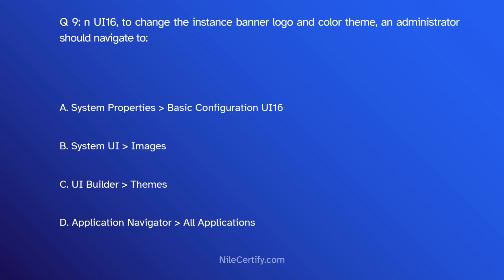Option B, system UI images. This one sounds close, and that is why it's a trap. System UI images is where image files are stored as records. You can upload a logo there, yes, but simply going to images does not configure the banner or the theme. The question is asking about the place where you actually apply the logo and color theme to U16. And that is done with properties, not by just browsing the images table. So option B is incorrect.